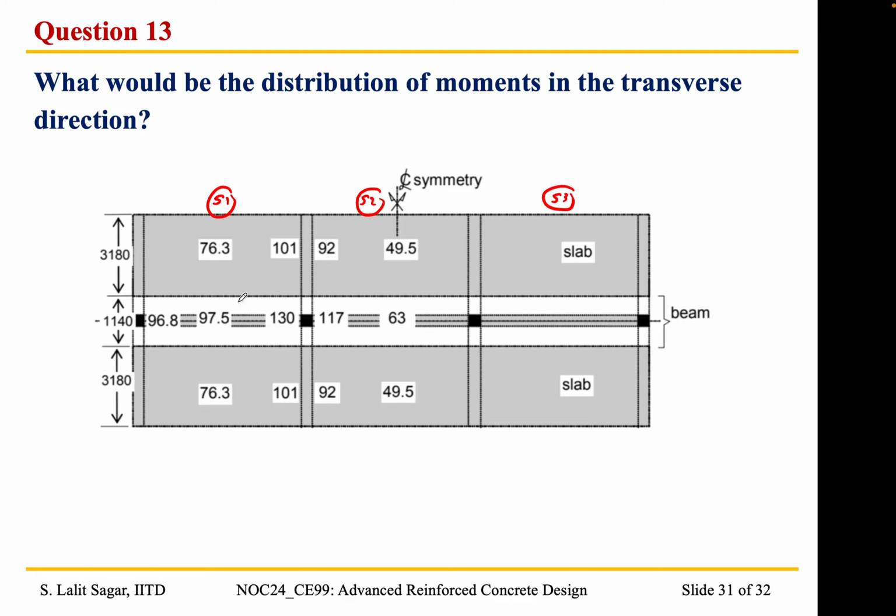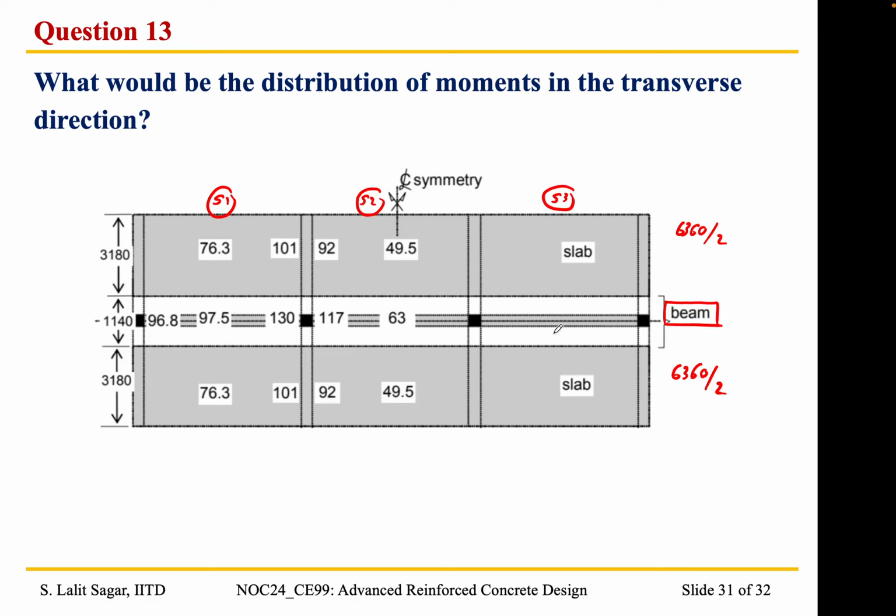Okay, so as I was mentioning in the previous slide, here we have the beam segment, and here the slab. So here 3180 is nothing but 6360 by 2, and here it is again 6360 by 2. And let us see how we will proceed and distribute the moments between the beam and the slab.